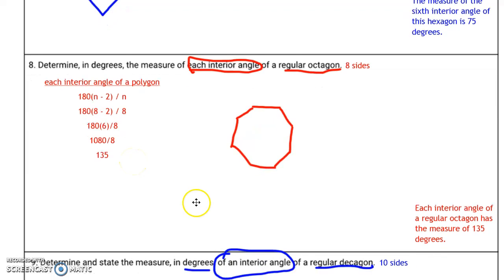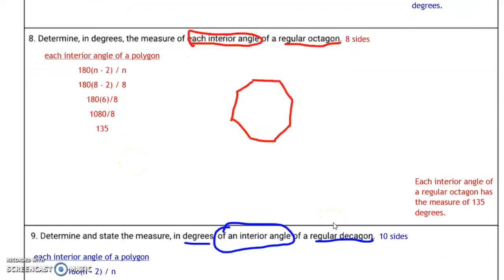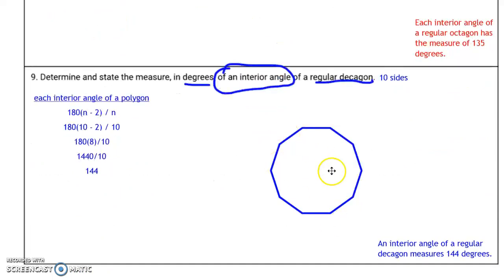Now, the next question asks for a decagon, and as you know, I'm very good at drawing decagons, so here is my own picture that I drew myself of a regular decagon. Each interior angle of a polygon, as we know, is 180 times n minus 2 divided by n. So I substitute 10 for both of these n's, and I get 144. So one of the interior angles of a decagon measures 144 degrees.